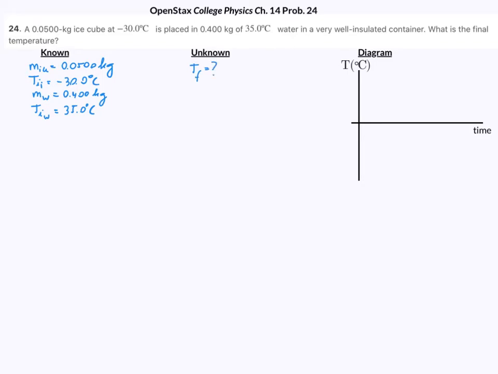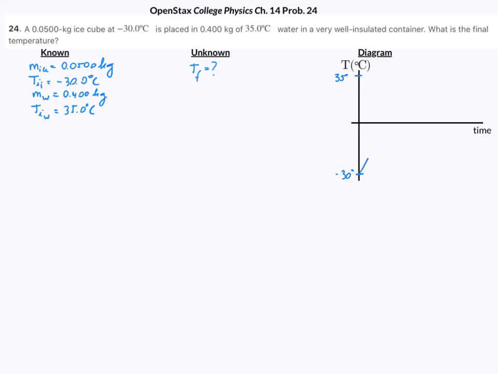So here I have a diagram in which on this axis there's temperature in degrees Celsius, and on this axis I have time. I could have also used energy. We have a system that is made up of ice and water. What we know is that the ice is going to heat up and the water is going to cool down. So I'm going to draw those processes on my diagram, starting with ice at negative 30 degrees Celsius and water at positive 35 degrees Celsius.